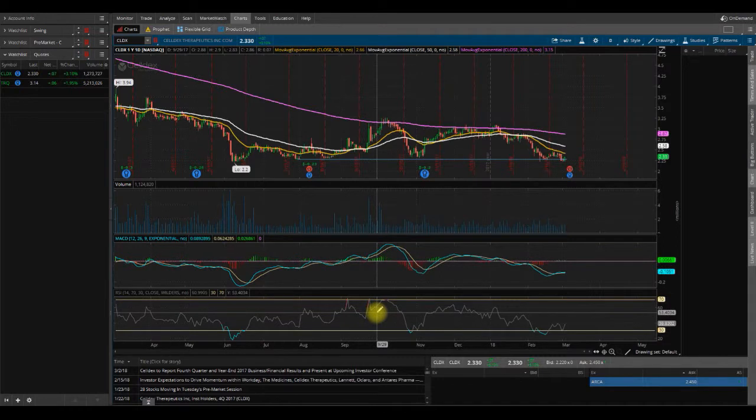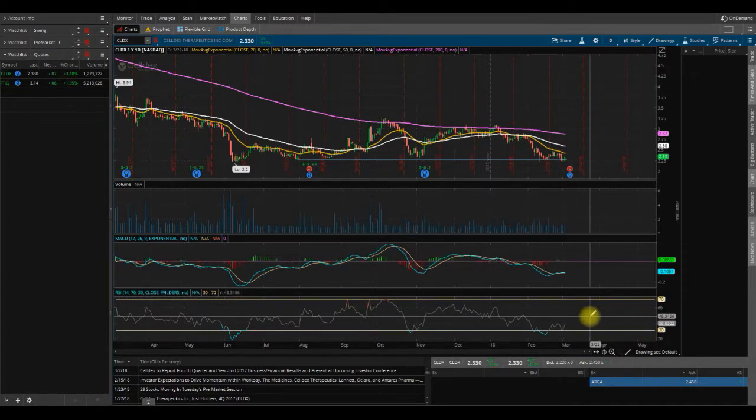Now, as far as the RSI, this is more of an indicator as to where the stock is, as far as I would say potential. RSI stands for Relative Strength Index. So the way that you can see it is, how strong is this stock? Do a lot of people believe in this stock? I guess is one way that you could look at it.